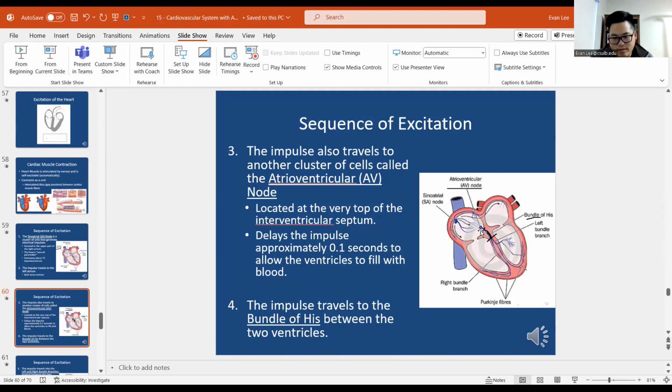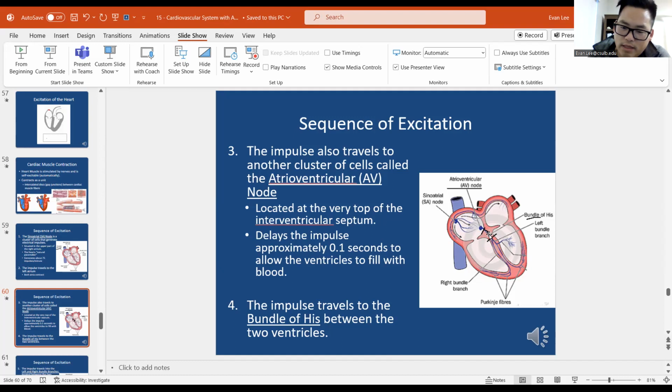Now, this sounds weird, right? Why would you want to delay this? The reason, once again, is blood flow. This short delay is going to allow the atria to contract fully before the signal gets down into the ventricles, so that the ventricles can fill up as much as they can. So allowing that very short gap for the ventricles to fill up is where the AV node will delay that sequence.